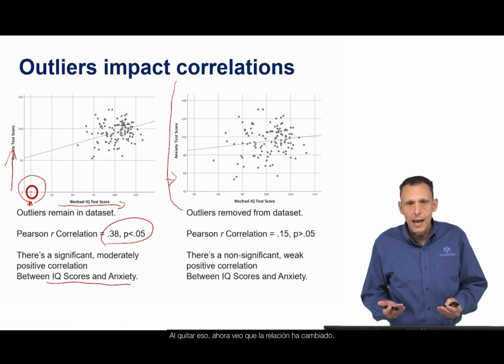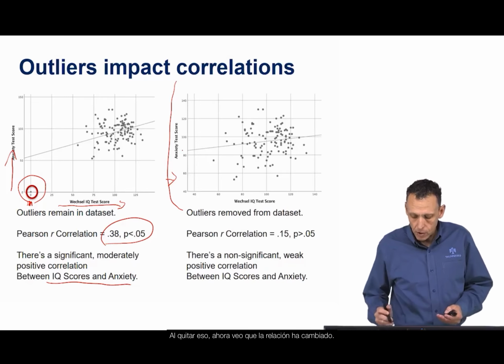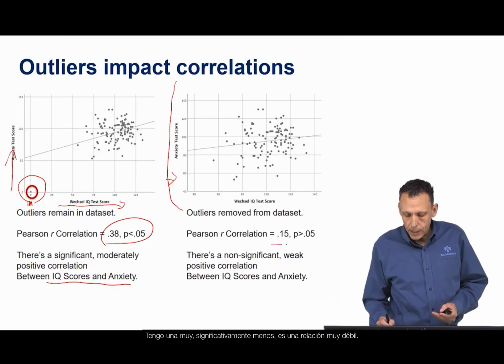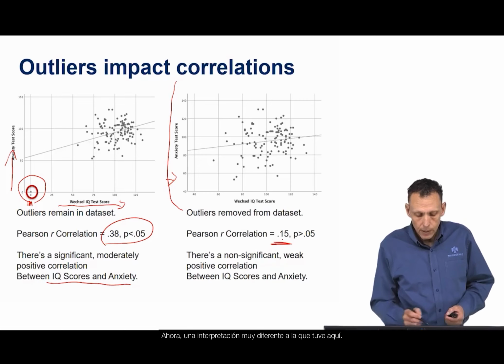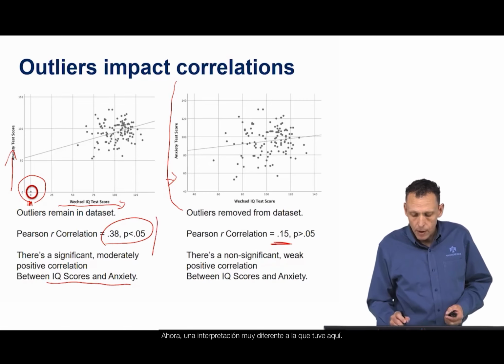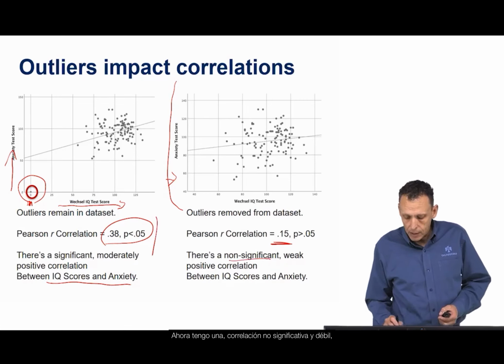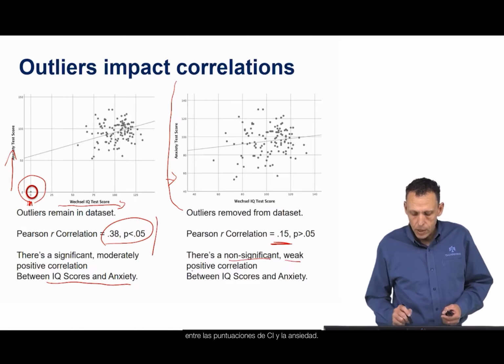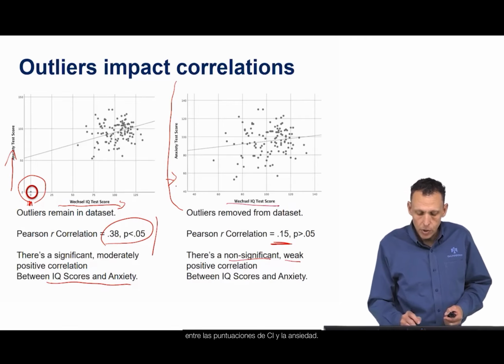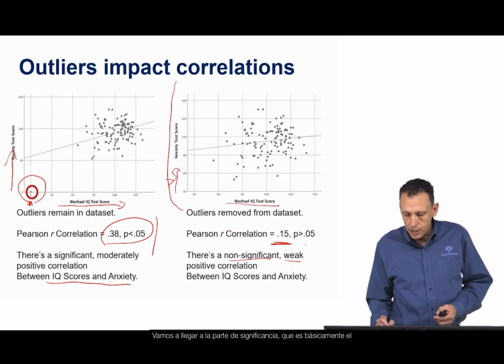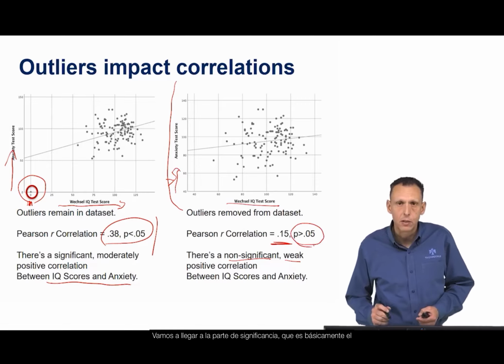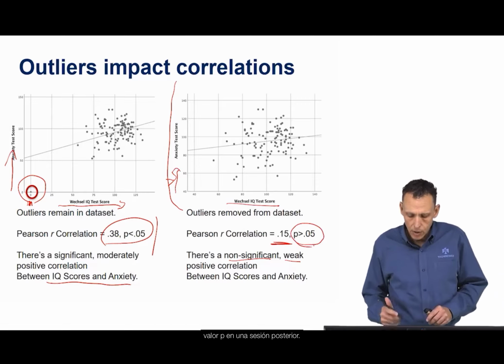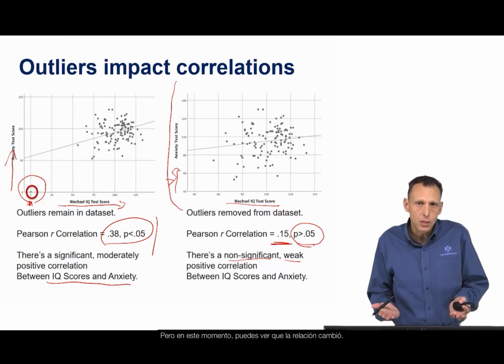By taking that out, I now see that the relationship has changed. It's a very weak relationship now, a very different interpretation than I had over here. Now I have a non-significant and weak correlation between IQ scores and anxiety. We're going to come to the significance part, which is basically the p-value, in a later session, but right now you can see that the relationship did change.